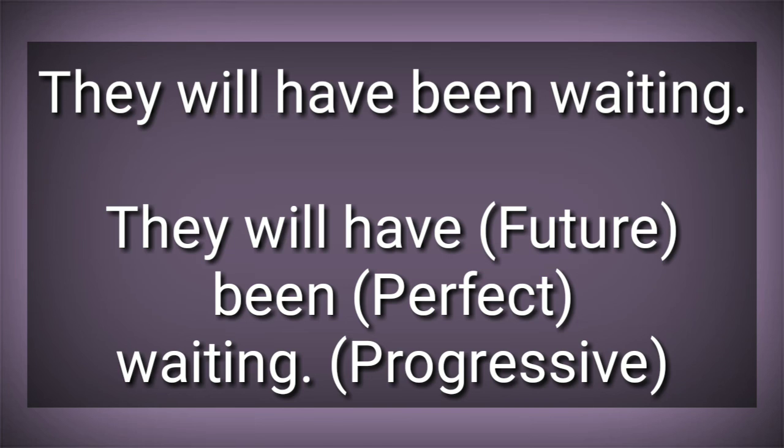Will makes it future. Have is put to follow the rule which says that modal auxiliaries will, shall, etc. should be followed by the base form. Been makes it perfect and also helps us follow the rule of putting the past participle after have.